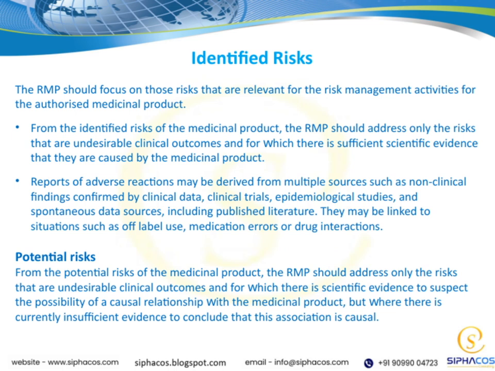So, the key here is to carefully evaluate the evidence and prioritize risks that are more certain. In summary, the RMP should target risks that are both undesirable and supported by solid scientific evidence of a causal relationship. This helps us focus our efforts on managing the most relevant safety concerns, ensuring the best possible benefit-risk balance for patients.